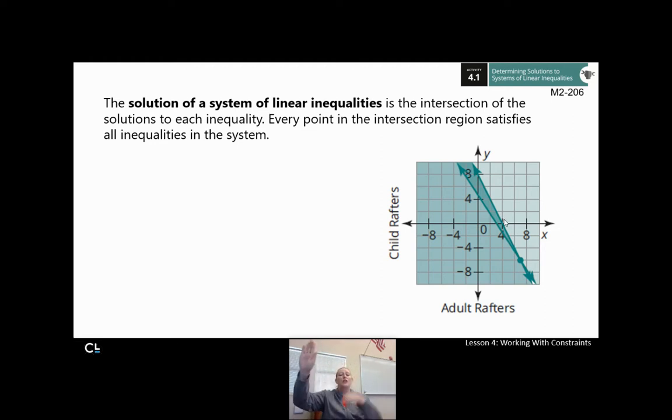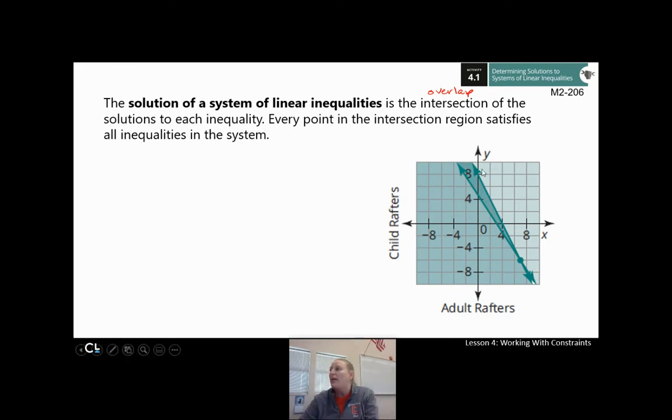It turns out the solution of a system of linear inequalities is this intersection of the solutions to each inequality. So it's where the two shaded bits overlap, all right? We say intersection, maybe you prefer the word overlap. So it's where my two shaded regions overlap. That's where all of my solutions are.